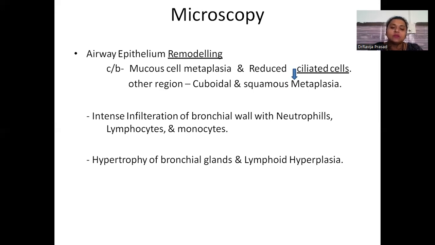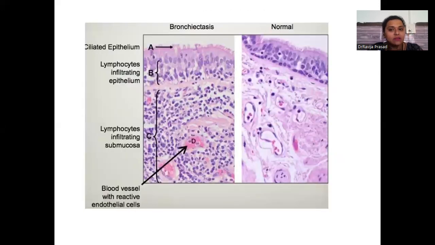Then hypertrophy of bronchial glands and mild hyperplasia. This is in the microscopy. When you take a part of the bronchi and bronchioles, you can see these changes in the microscopy. Now, this is bronchiectasis. This is the pathology. You can see the picture as seen in the bronchial changes and in the normal cell.